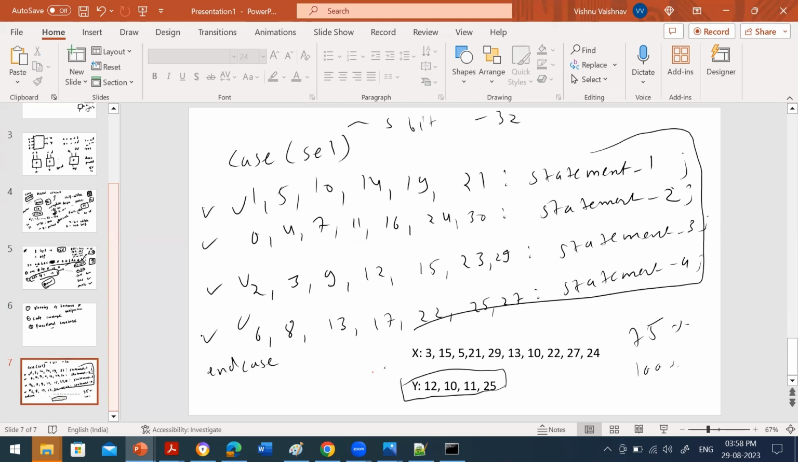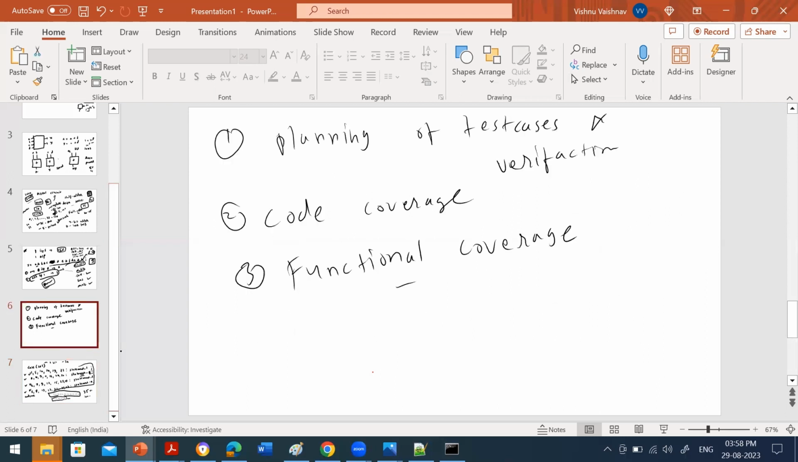Let's say by mistake, instead of statement 2, someone wrote statement 1. Now, even after applying this many values, X won't be able to find this bug. The reason is applying so many values is also not that important. Why is Y having good verification? Because Y is able to find this bug. So what does your code coverage do? It just makes sure that each and every line of your code is exercised.